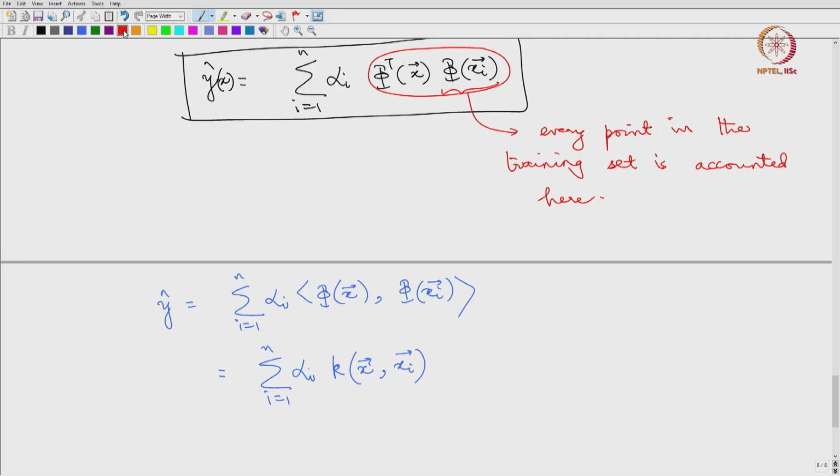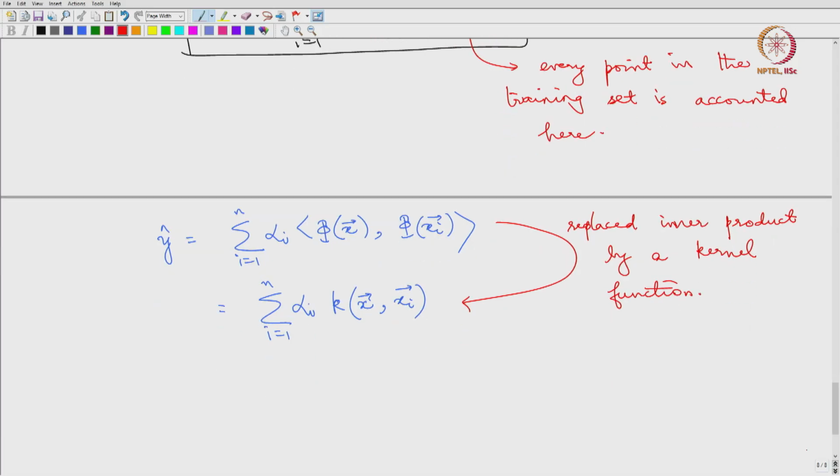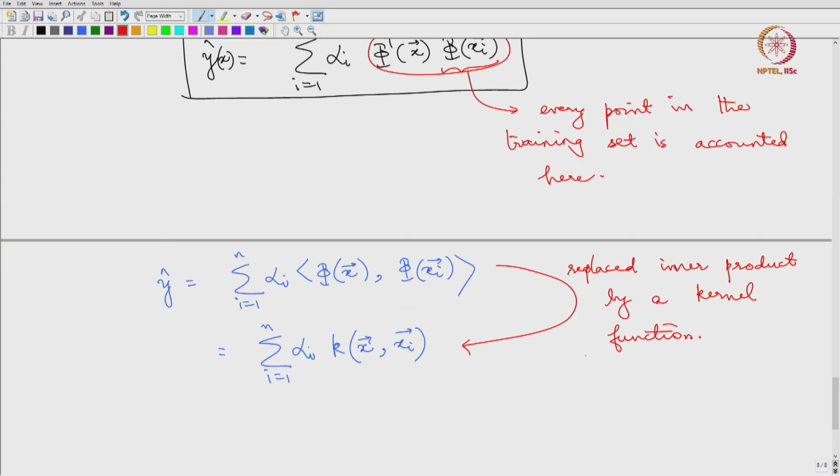So, we have replaced the inner product by a kernel function, and these can be the polynomial kernel or the radial basis function RBF kernel that I had introduced a little while ago, and you had also seen in the lecture on the support vector machines.